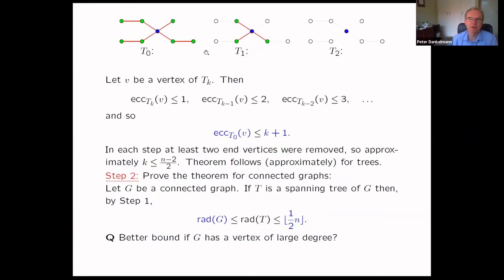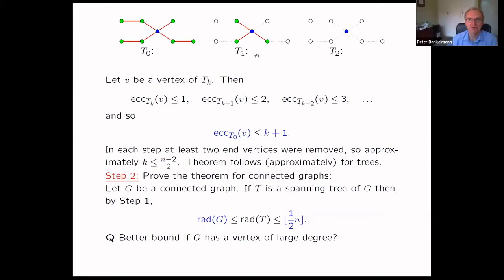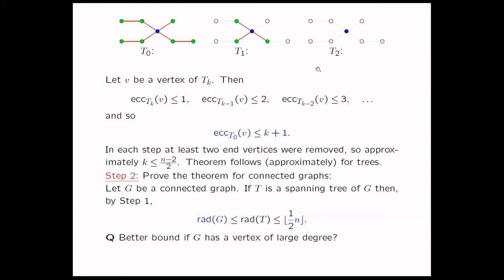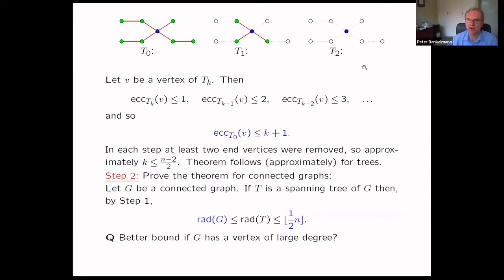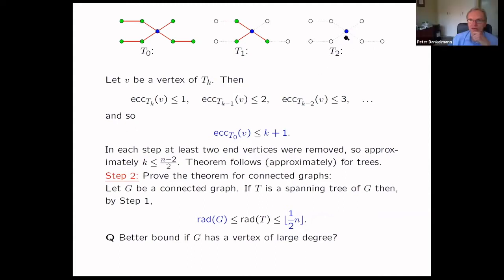So let's look at a picture here. There is T0, that's the graph I start with. I remove all the end vertices. Then I get T1, which has only 4 vertices left. And from that graph, I again remove the end vertices, and I get my graph T2. Okay, and that's a graph with just one vertex. That's where I stop. So my K would be 2 in that case. And let V be a vertex of the last graph TK. So in this case, it would be this blue vertex.